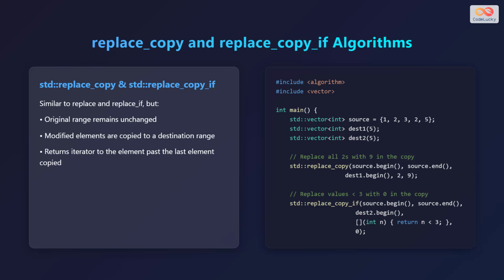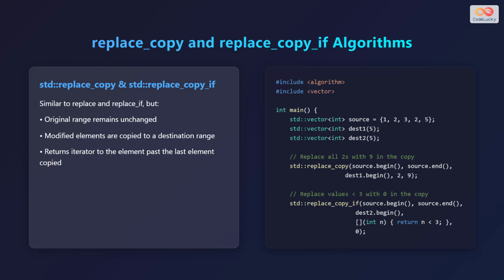The replace_copy algorithm takes 5 arguments: the beginning iterator of the source vector, the end iterator of the source vector, the beginning iterator of the destination1 vector, the old value, which is 2, and the new value, which is 9. Next, we use the replace_copy_if algorithm to replace all values less than 3 with the value 0 in the copy and store the result in the destination2 vector.